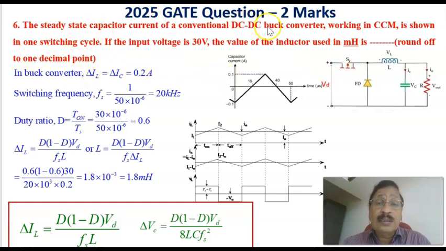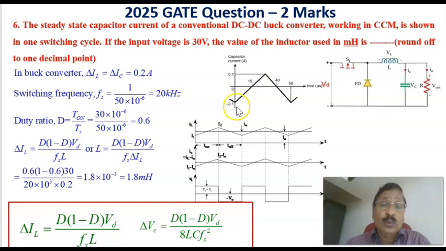Now this is a DC to DC buck converter. The standard circuit diagram is shown here. This is the switch at the input side, and this is the freewheeling diode. An LC low pass filter is there, and this is the load. Therefore, this is the buck converter topology. The capacitor comes across the load resistor, and the current through the capacitor is shown here. The question is what should be the value of the inductor in millihenry.